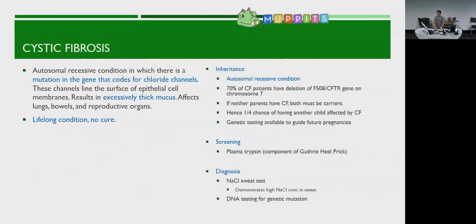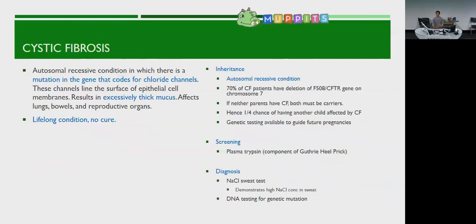You should be able to explain the very basics of the inheritance pattern. If you draw Punnett squares in your OSCE, bonus points. Tell them that it's an autosomal recessive condition. And if you get the classic station where neither parent has cystic fibrosis, you can tell them, look, you're both carriers, which means unfortunately your kid ran out of luck. They were the 1 in 4 chance of developing cystic fibrosis.